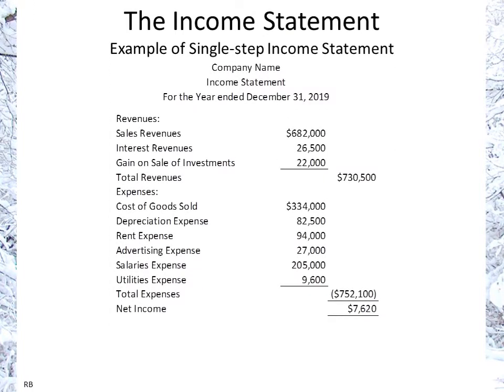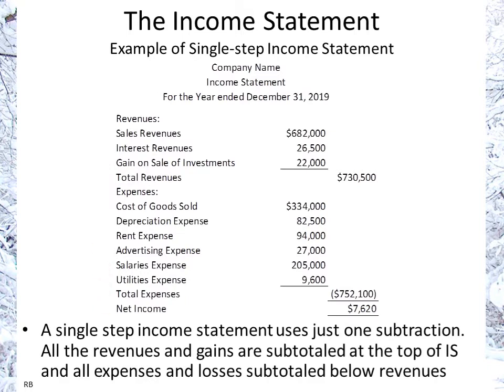Here we have an example of a single-step income statement. You'll have the company name here, the financial statement, which in this case is an income statement, sometimes called profit and loss statement, and the period that it covers. Here you'll see you have revenues, and then you have expenses, and then you have the net income at the end.